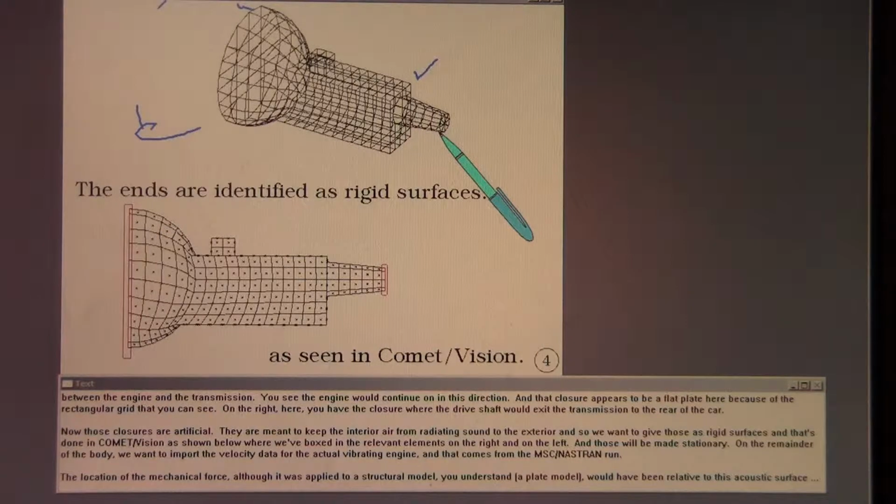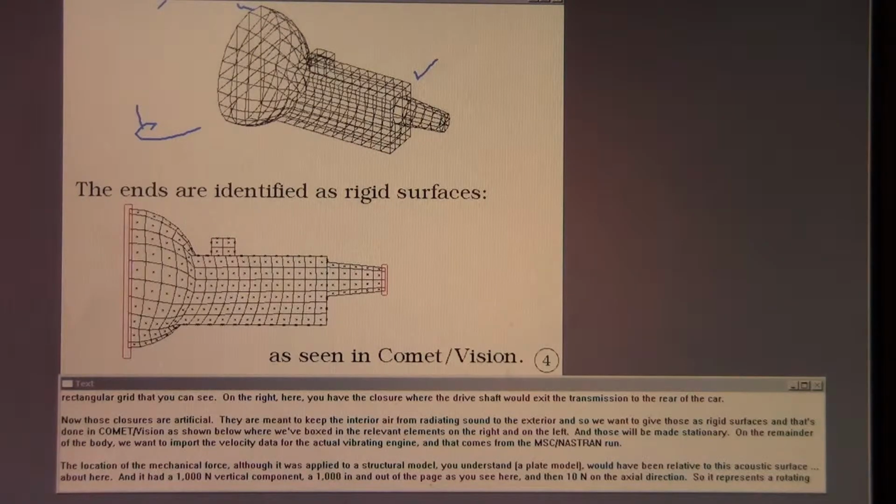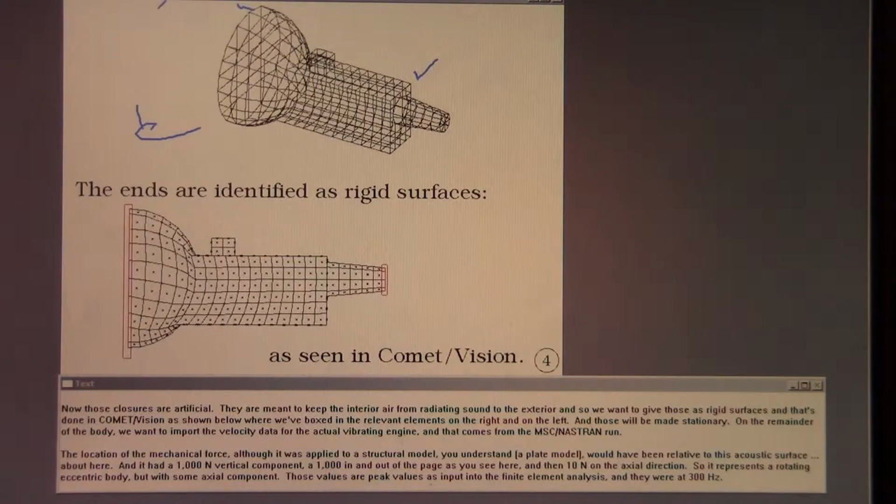Now, those closures are artificial. They're meant to keep the interior air from radiating sound to the exterior. And so we want to give those as rigid surfaces, and that's done in Comet Vision as shown below, where we've boxed in the relevant elements on the right and on the left. And those will be made stationary. On the remainder of the body, we want to import the velocity data for the actual vibrating engine, and that comes from the MSC Nastran run.